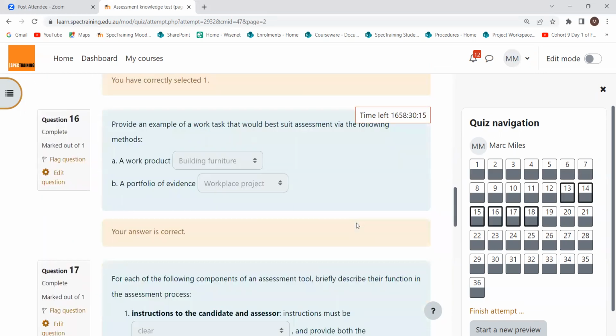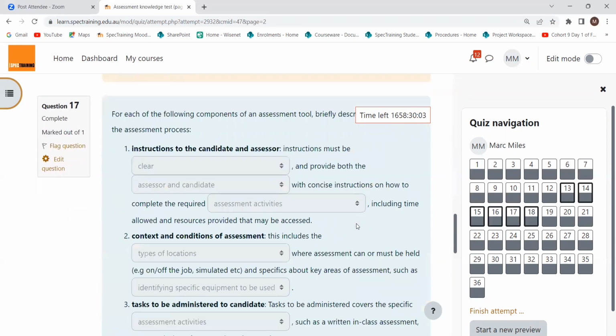Coming down, question 16. Provide an example of a work task that would best suit assessment via the following method. A work product. All right. And portfolio of evidence, workplace project. Nice work there.